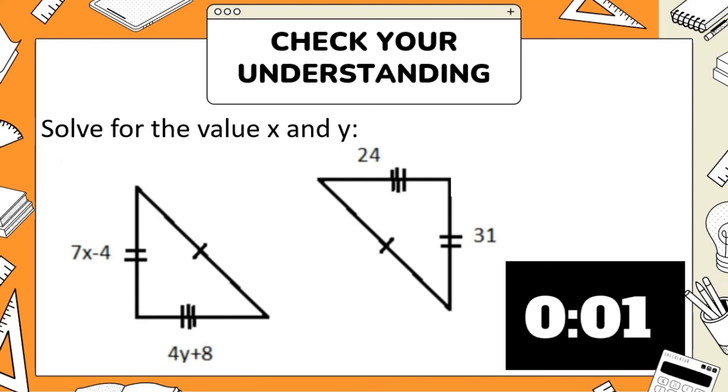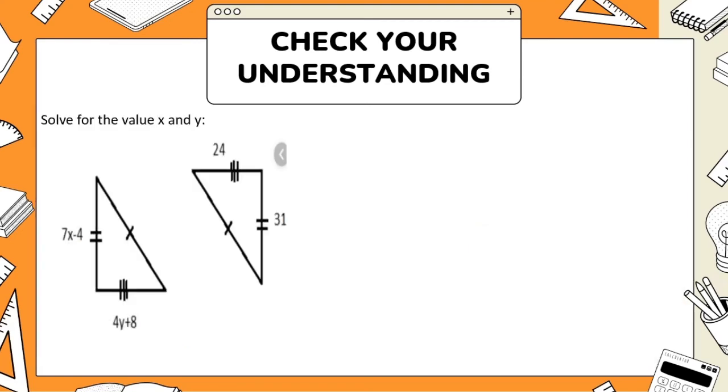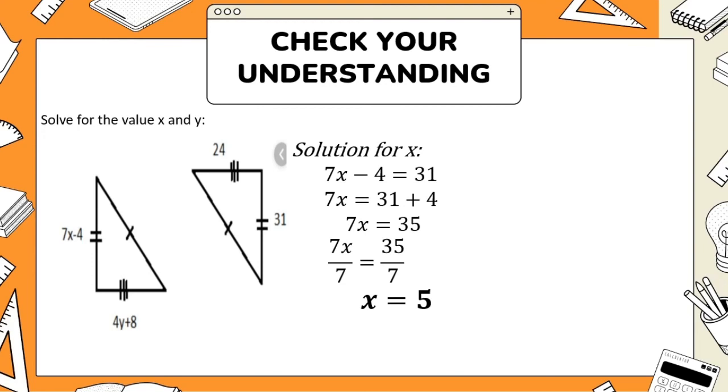Okay, time's up. Let's see if your answer is correct. Solution for x. Since 7x minus 4 has the same marking as 31, we can equate those. So we have 7x minus 4 is equal to 31. And then again, by the addition property of equality, we got 7x is equal to 31 plus 4. 7x equals 35. And then divide both sides by 7. x is equal to 5.